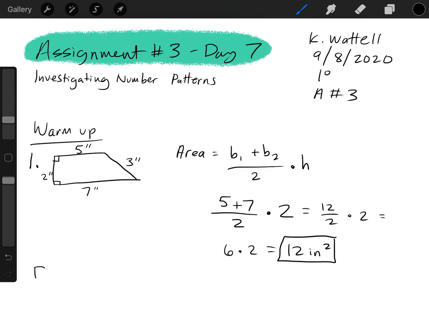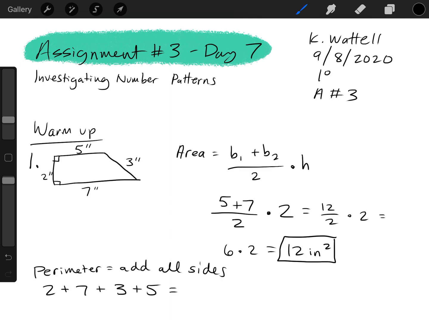All right, to find the perimeter, what do we do? Well, for any shape, to find the perimeter, you just add all the sides. Okay, so in this case, we've got the side on the left is 2, the bottom side is 7, the right side is 3, and then the top is 5.